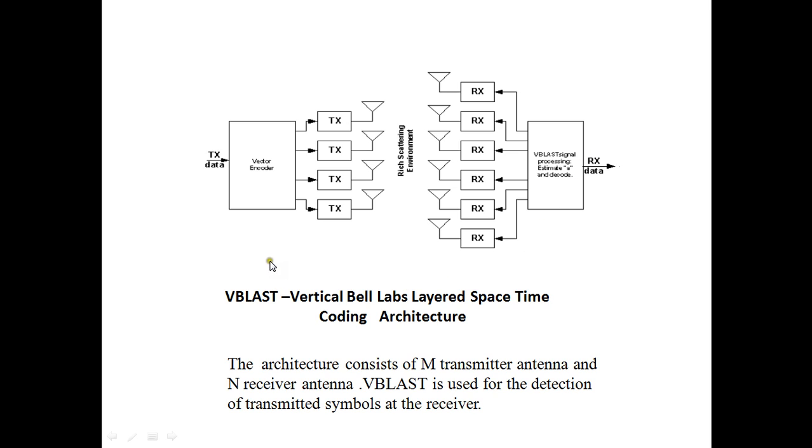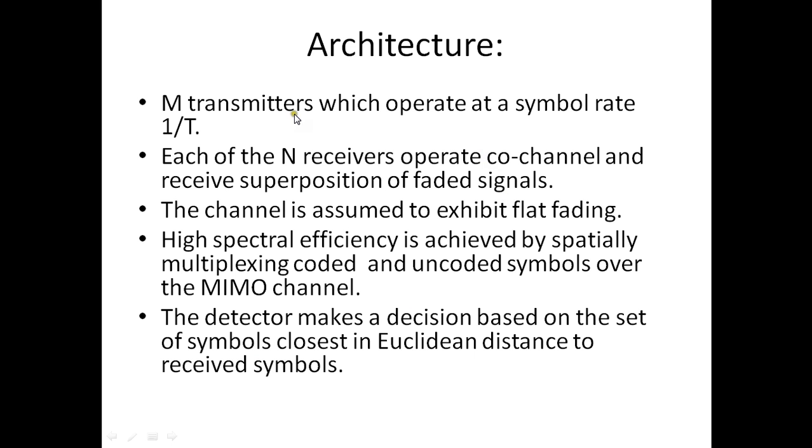Now, the architecture consists of M transmitter antennae and N receiver antennae. The architecture in detail: you have M transmitters which operate at a symbol rate of 1 by T. You also have N receivers and they operate co-channel. Each receiver receives a superposition of faded signals. The channel is assumed to be exhibiting flat fading. High spectral efficiency can be achieved by spatial multiplexing, spatially multiplexing coded and uncoded symbols over the MIMO channel, and this is employed by the V-BLAST technique.